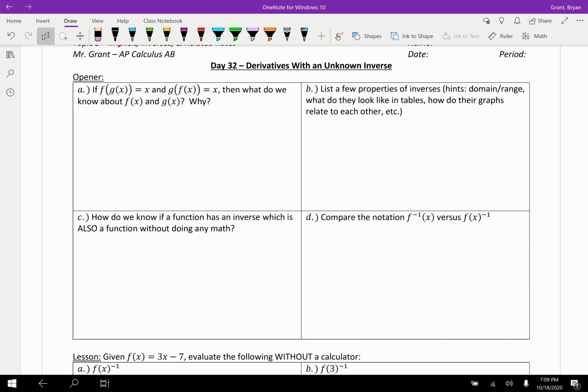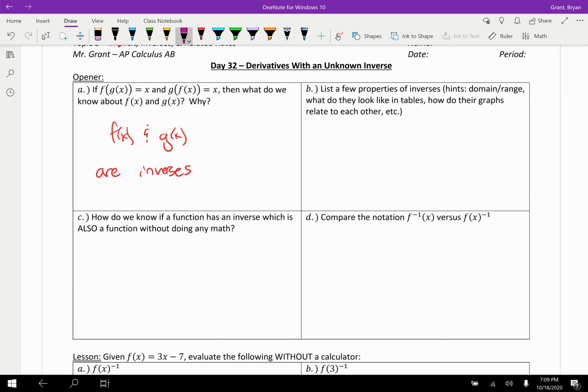All right, so hopefully you've unpaused and you're doing okay here. Here are a couple things that we should know. If you do f of g of x and the answer is plain old x, or g of f of x, then what do we know about the two functions? Well, we know that f of x and g of x are inverses. In fact, that's the definition of the inverse.